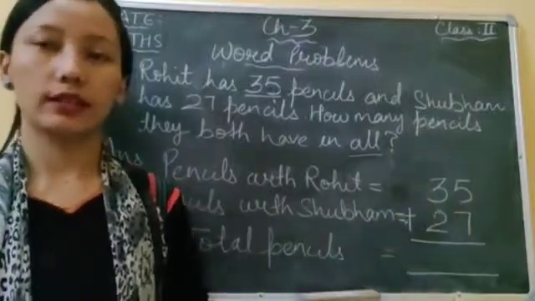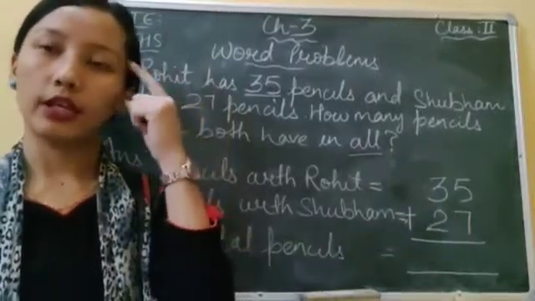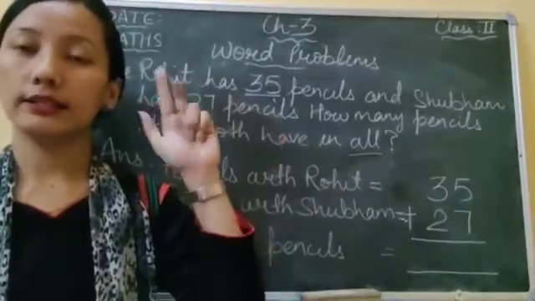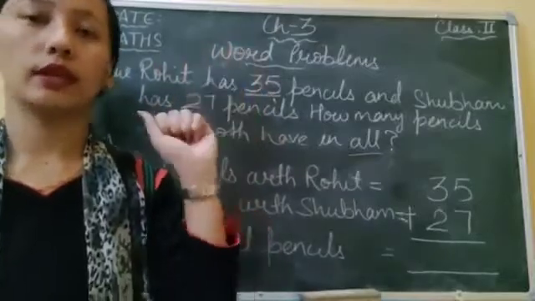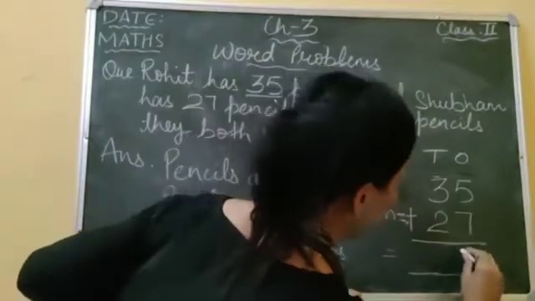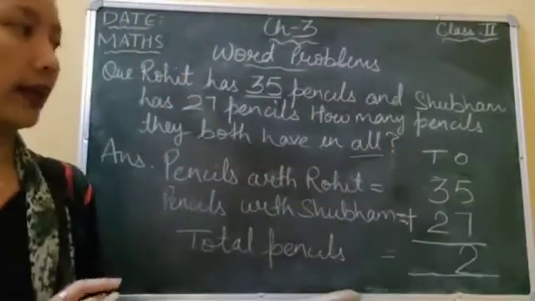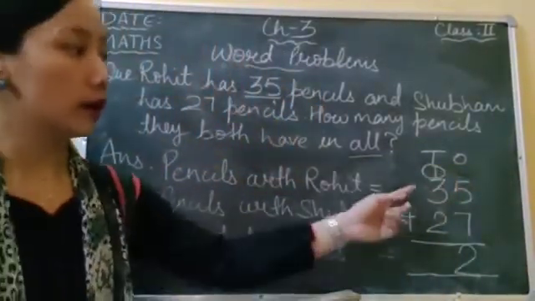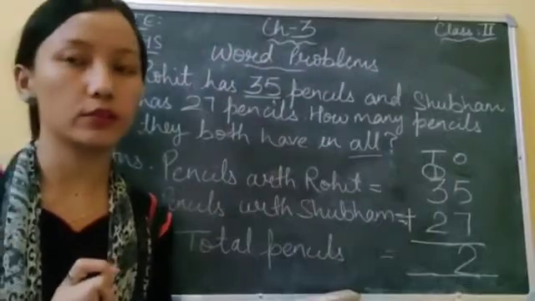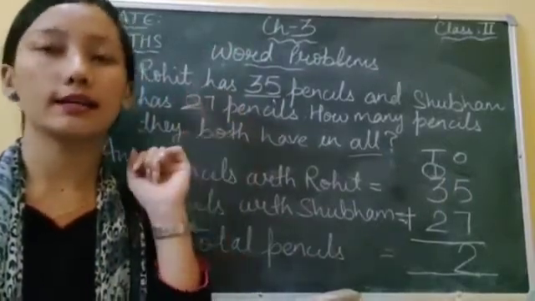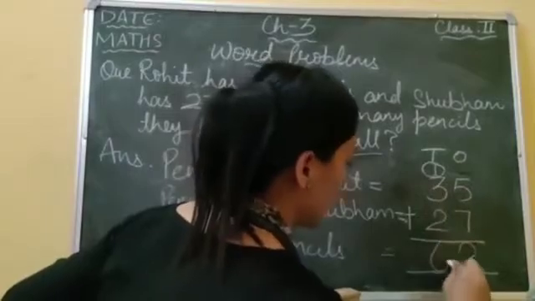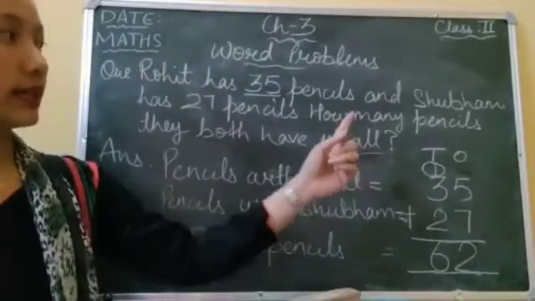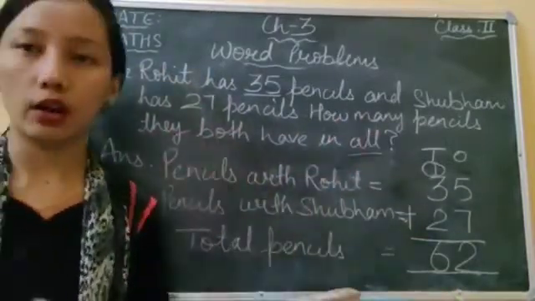5 plus 7 is equal to, keep the 7 in your head and count to 5. 7, 8, 9, 10, 11, 12. So, write 2 under the ones place and carry 1 ten to the tens column, like this. Now, 3 plus 2 plus 1. 3 plus 2, 5. 5 plus 1, 6. So, write 6 under the tens column. Total pencils, 62. That means 62 pencils they both have in all.